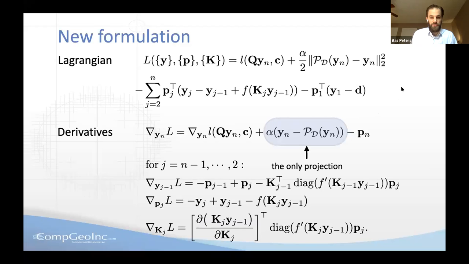If we then look at derivatives, of course, we need derivatives. The only thing I want to point out is that the projection operator occurs only once in all partial derivatives. And that is the derivative with respect to the last state. So that, of course, gives you an expression for the last Lagrangian multiplier. I think in seismic literature, it is also called the adjoint source. But the important thing is the projection operator occurs only once. So it doesn't make things more complicated.